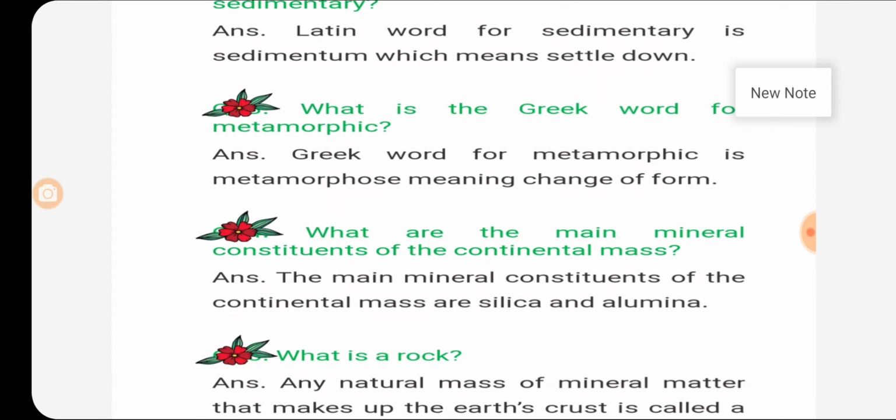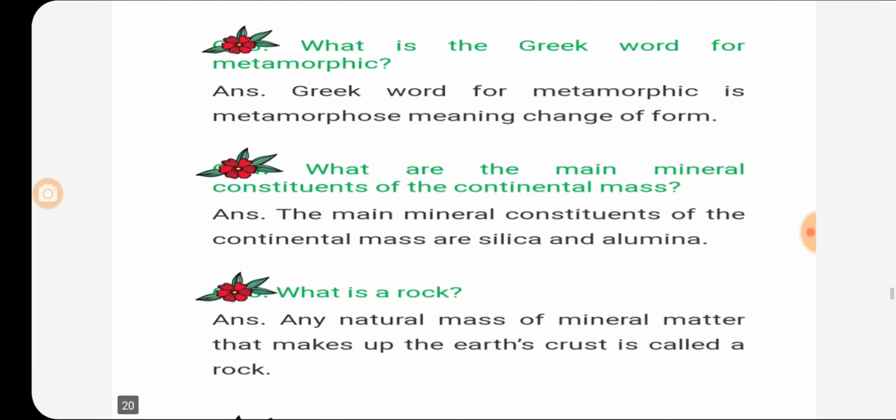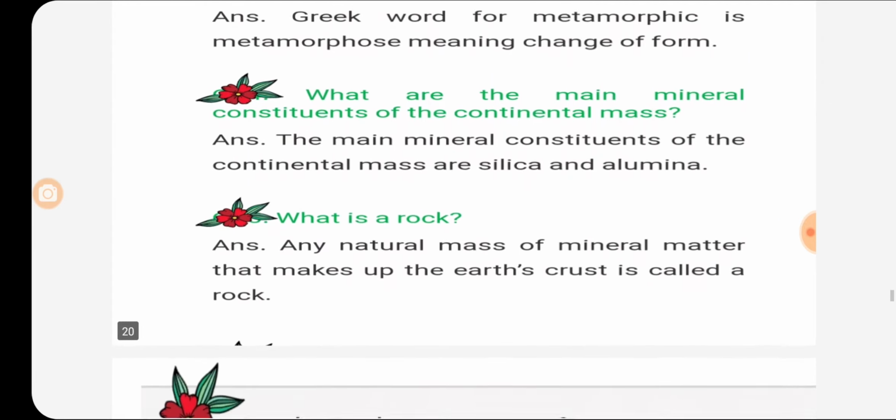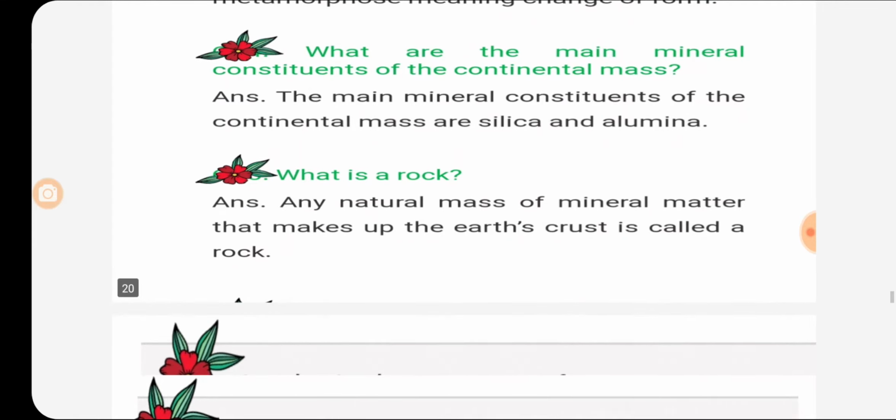Now what are the main minerals that are in the continental mass? That is silica and aluminium. What is a rock?